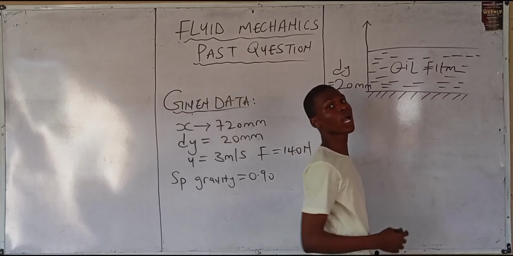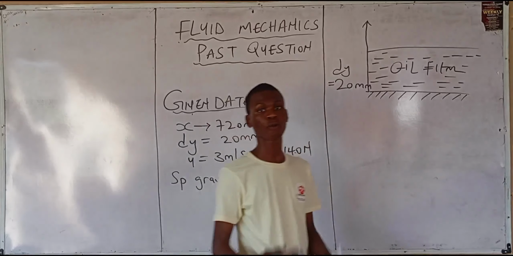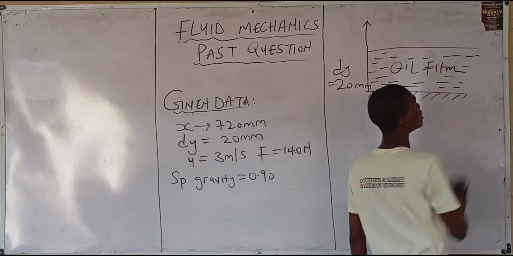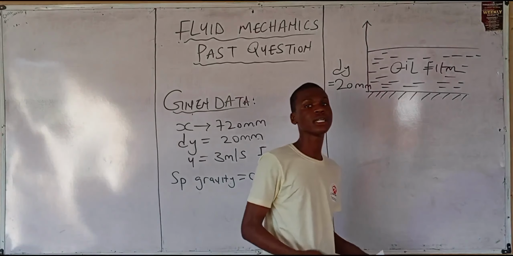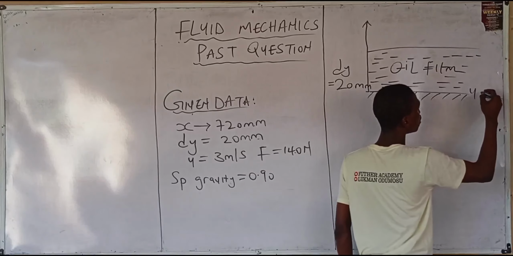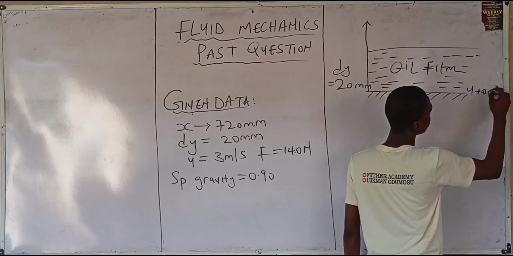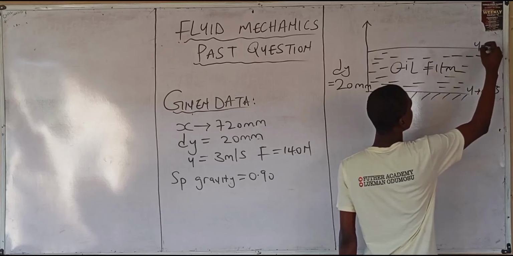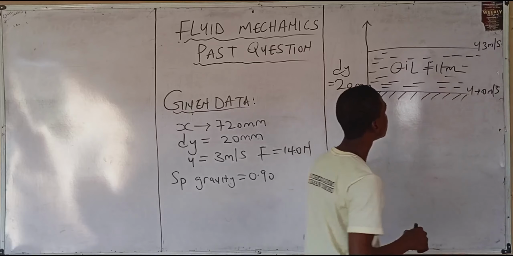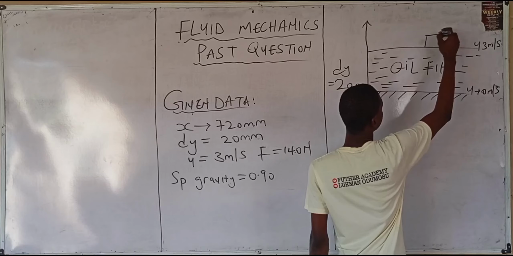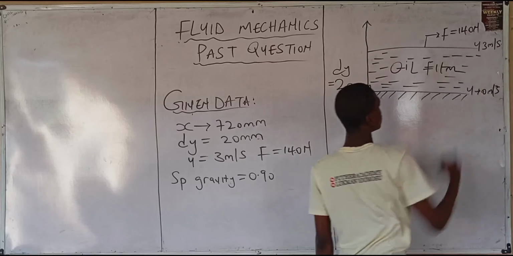The upper plate requires a speed of 3 meters per second to maintain a force of 140 Newton. Meaning at this place, the plate started with 0 meters per second. The velocity of the plate initially was 0, so we have u here to be 0 meters per second. Then the u here is 3 meters per second. The force required, we are given as 140 Newton.